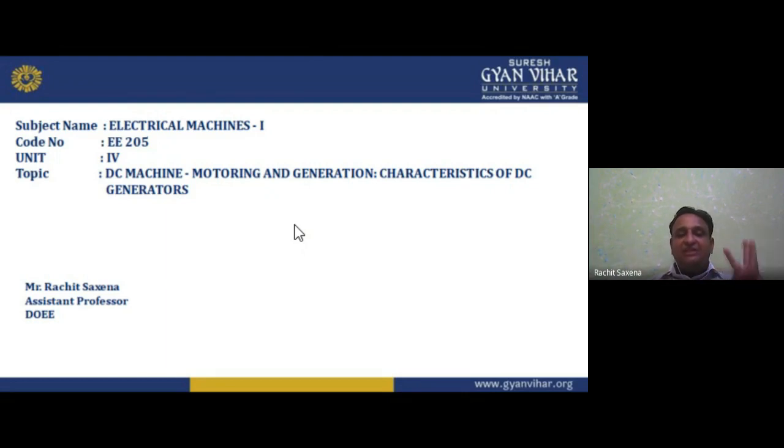In self-excited, we have three types: series, shunt, and compound. In compound, we have two types: long shunt and short shunt. Okay, so these are the basic things we have to go through. Now moving forward.